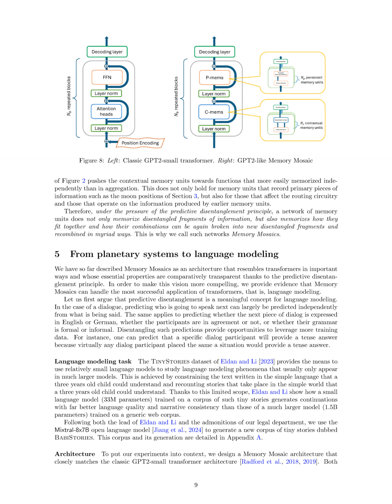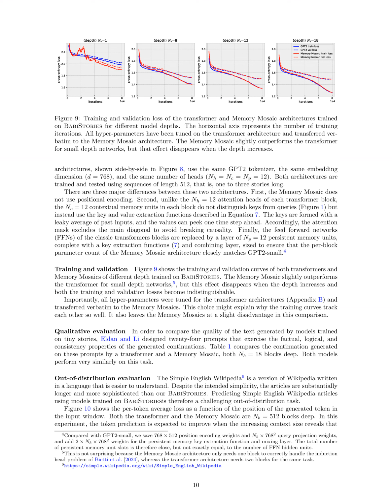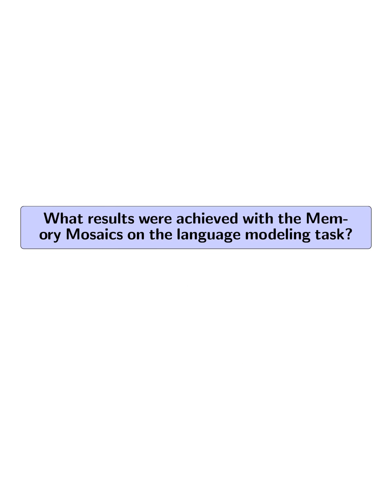Furthermore, the models were evaluated on out-of-distribution tasks by predicting simple English Wikipedia articles, which were more sophisticated than the stories in the BABISTORIES corpus. The in-context learning abilities of the architectures were rigorously compared using the REGBENCH benchmark, which constructed artificial languages defined by probabilistic finite automatons. The memory mosaics outperformed transformers, recurrent neural networks, and state space models on this benchmark, showcasing their superior performance in learning and predicting sequences.